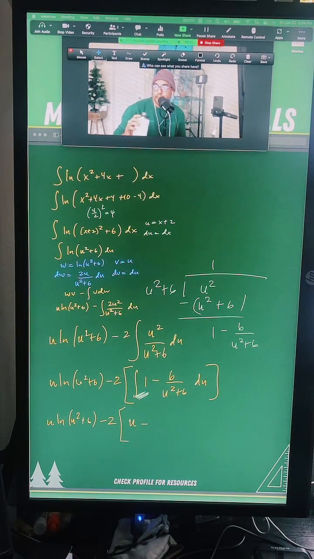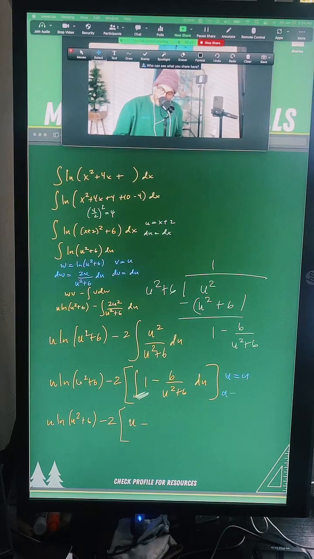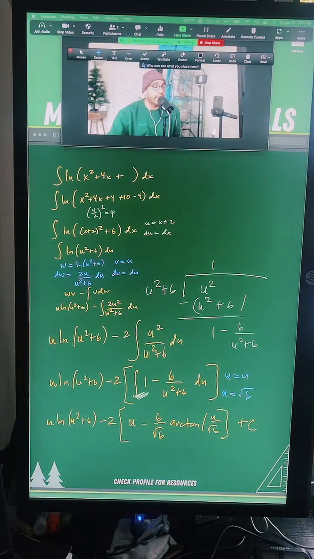Yes, this is going to be an arctan. So let's talk about our arctan. We just have to be very careful with that 6. Our u is technically just u. We're good. But our a value is going to be root 6. We have to take the square root of that. So now we have 6 over root 6 arctan of u over root 6. And then we have the whole thing plus c.